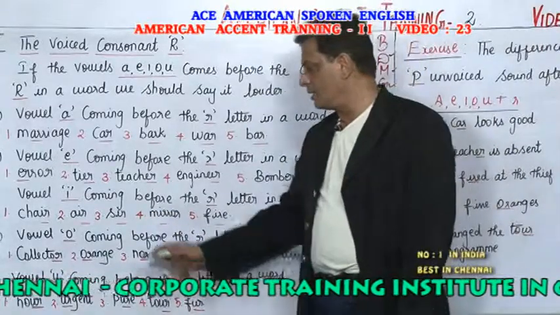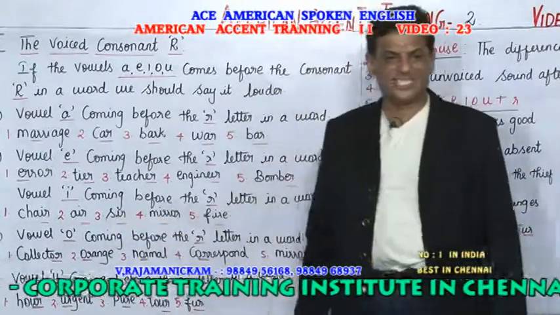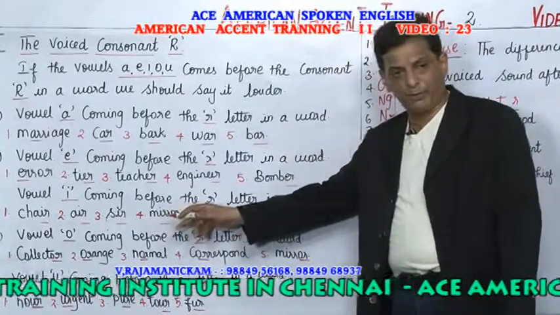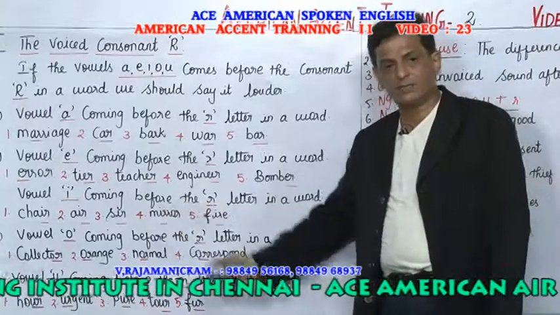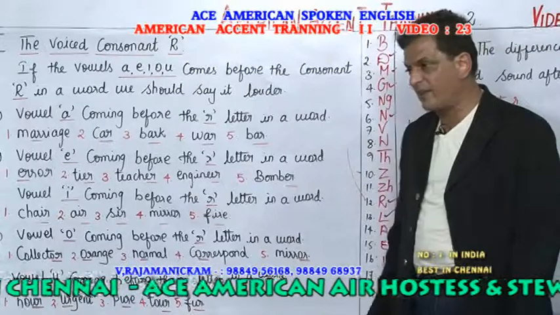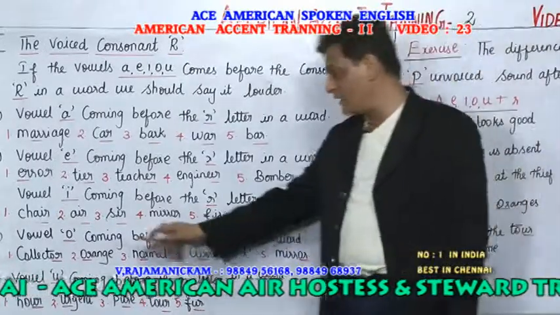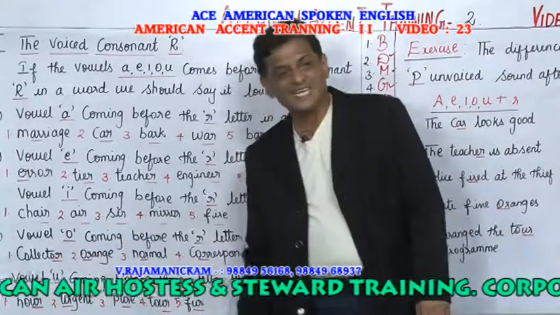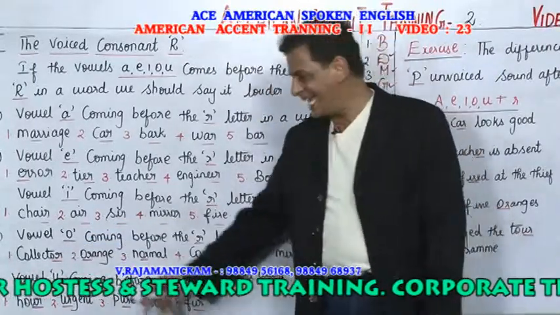Sir. Already we have seen, you have to start with sir. M-I-R-R-O-R. Mirror. So before R, O and R, I comes. F-I-R-E. Before R, I comes. Fire. So vowel O coming before the R letter in a word. Before R, O comes. Collector.